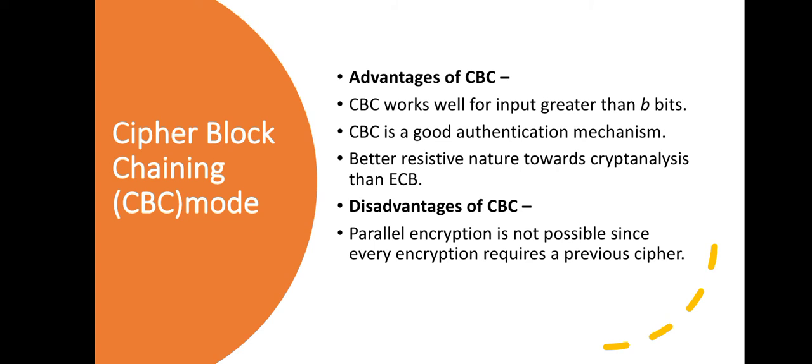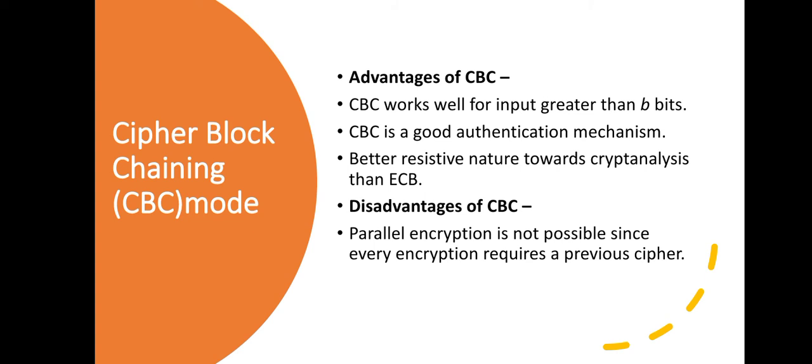Yeah, because in ECB cryptanalysis can easily understand, but in CBC, because of the initialization vector and because of XORing, there is some randomness, so cryptanalysis can't easily understand and can't code break.